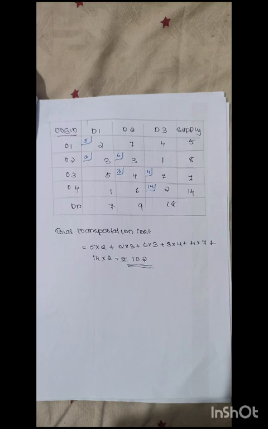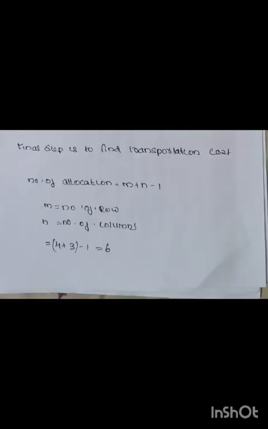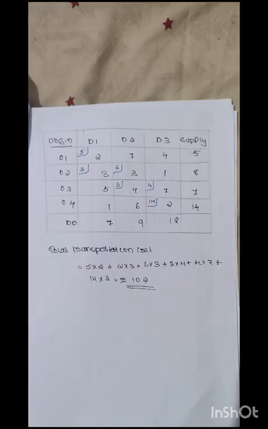So we have to multiply 5 into 2 plus 2 into 3 plus 6 into 3 plus 3 into 4 plus 4 into 7 plus 14 into 2, that is 102. So we have to check the second condition, that is whether the number of allocations is equal to m plus n minus 1, where m is the number of rows and n is the number of columns. So 4 plus 3 minus 1 is equal to 6. As per this problem, there should be 6 allocations. So the final answer of the total transportation cost is rupees 102. That's all about my topic.